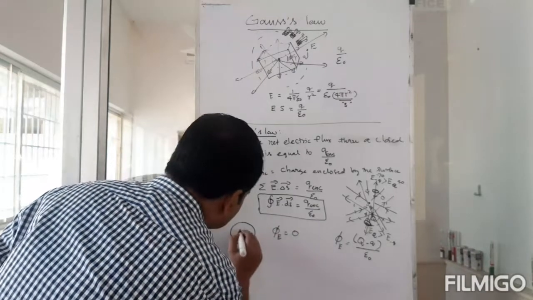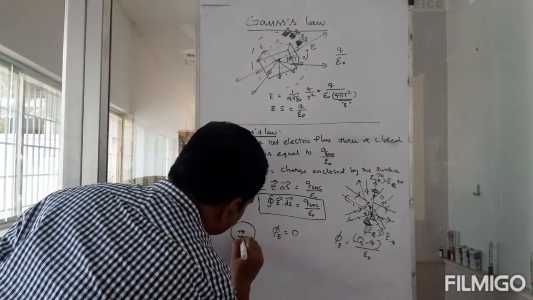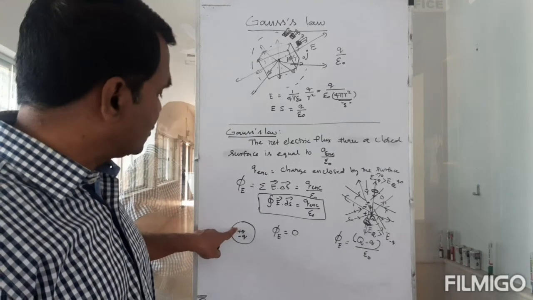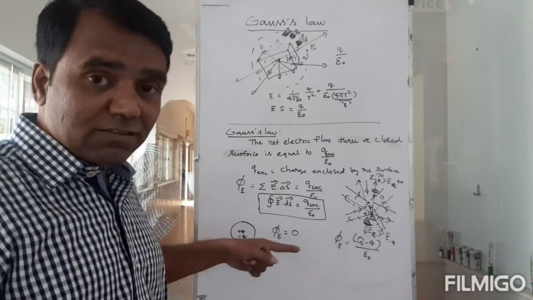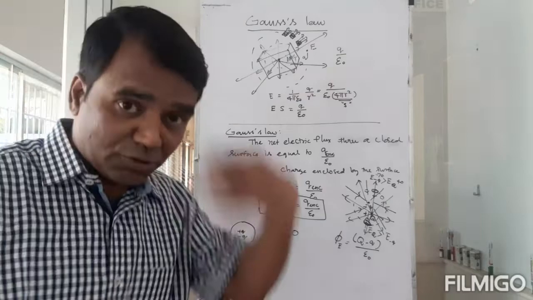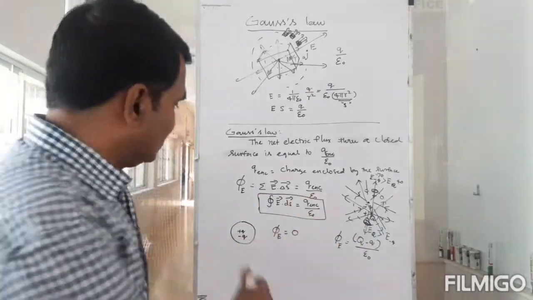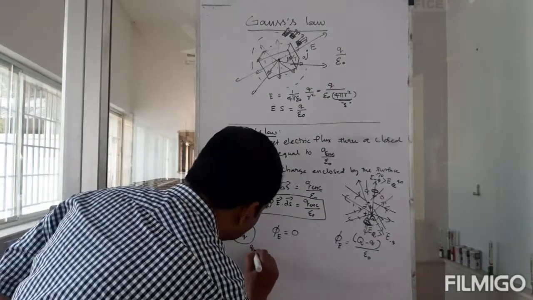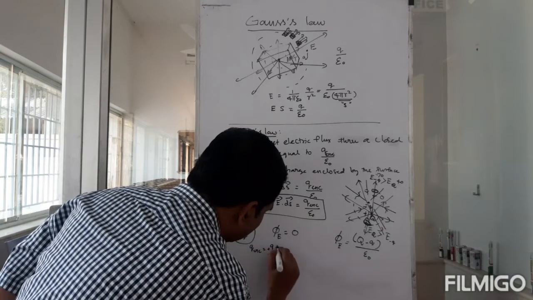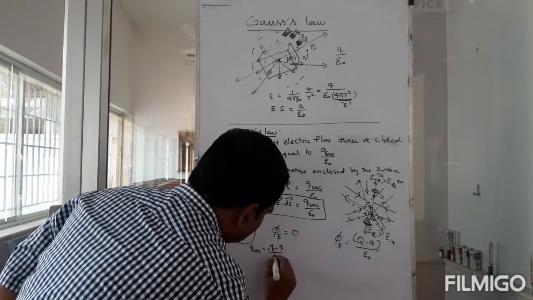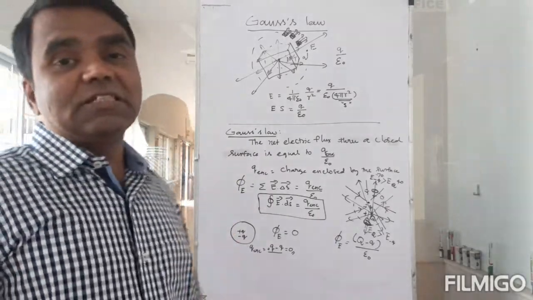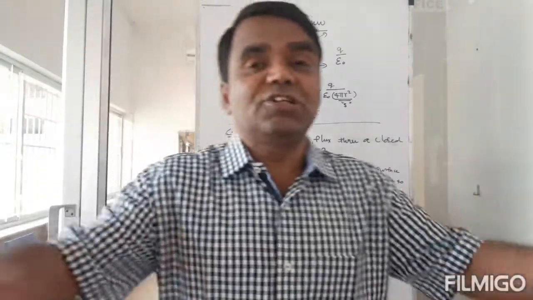Okay, so there can be a plus Q here, and then there can also be a minus Q there. You see, the flux due to this plus Q is Q by epsilon naught. And then the flux due to the minus Q is minus Q by epsilon naught. They're equal and opposite. So the net charge enclosed is zero. So Q enclosed is equal to Q plus Q minus Q, so that is equal to zero. There are two charges inside, but there is no net charge.